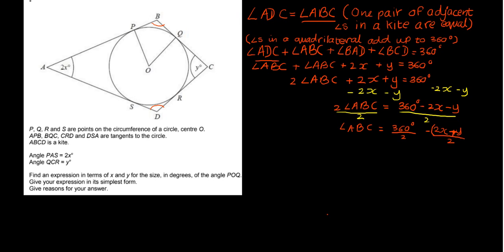And the reason for that is when I expand it, it would be minus 2x plus minus y, sorry. So anyway, I can skip the bracket step. If I want, I can keep it as one fraction, or just to avoid confusion, I can do 360 divided by 2, which is 180 degrees, minus 2x minus y over 2. All of this is divided by 2. Okay, that's angle ABC.